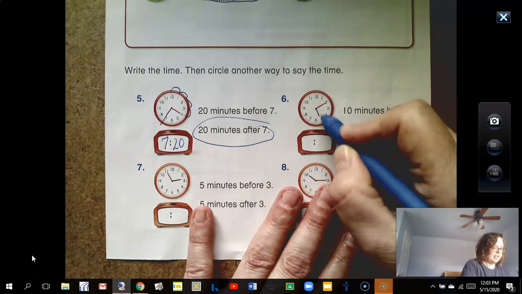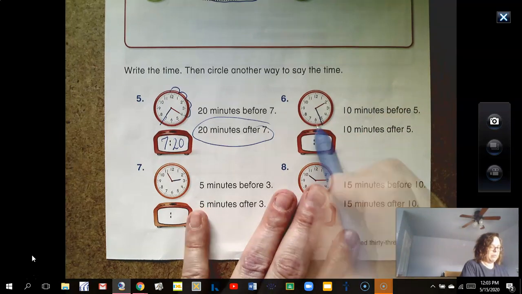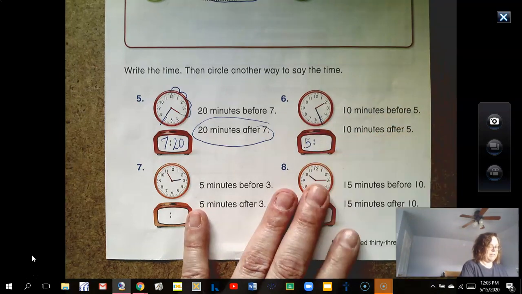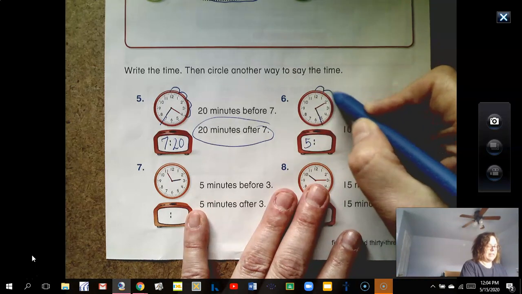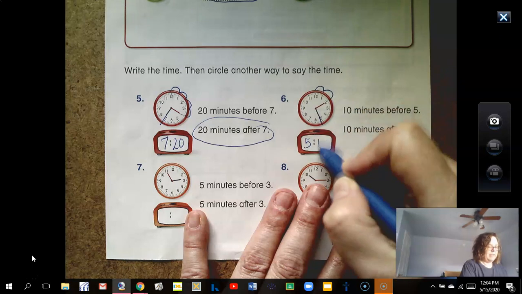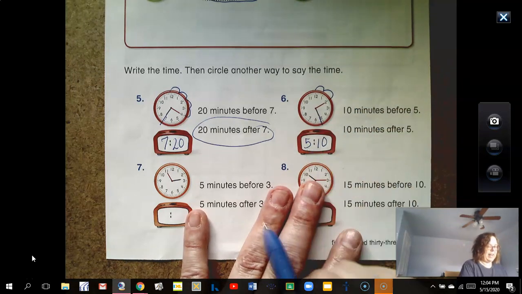Let's take a look at this. Extend it out. It's between the 5 and the 6, so it hasn't reached the 6 yet. It is 5. Now let's go do the minute hand. 5:10. So it's 10 minutes. So 5:10.